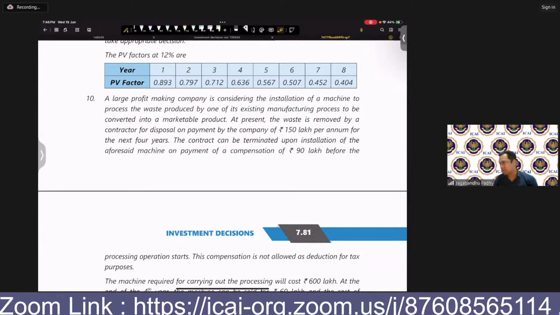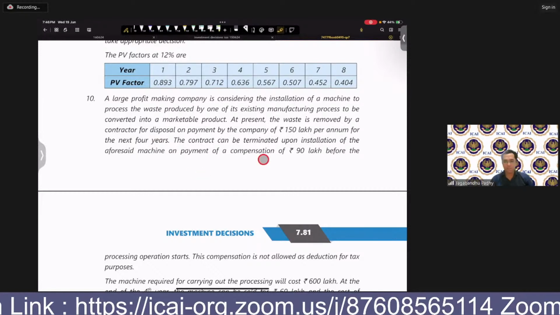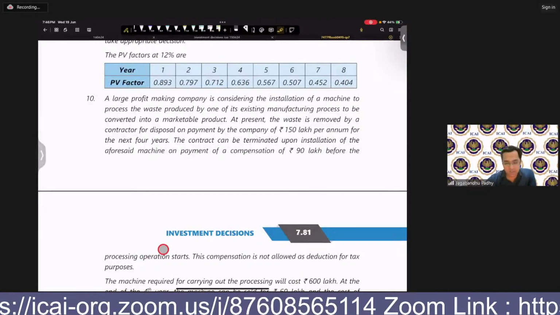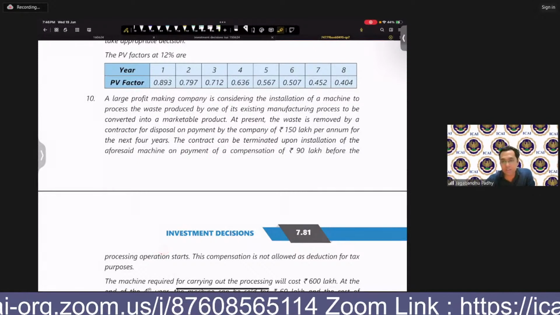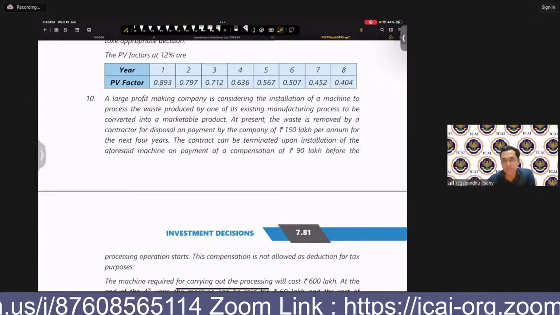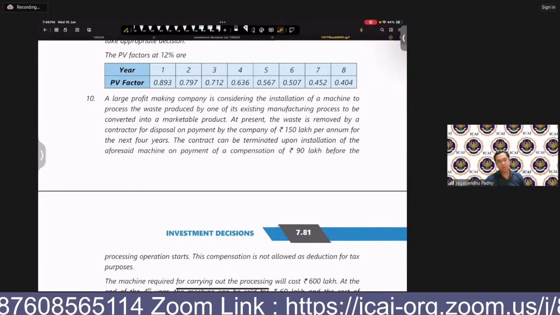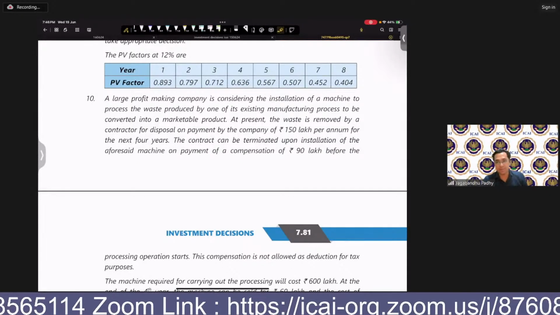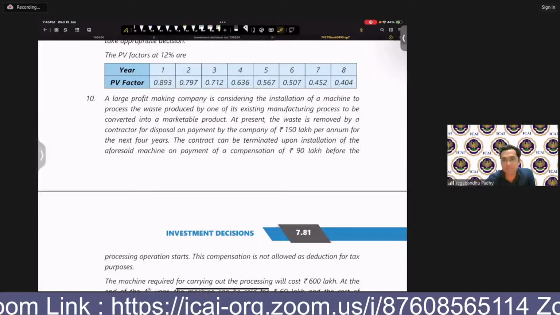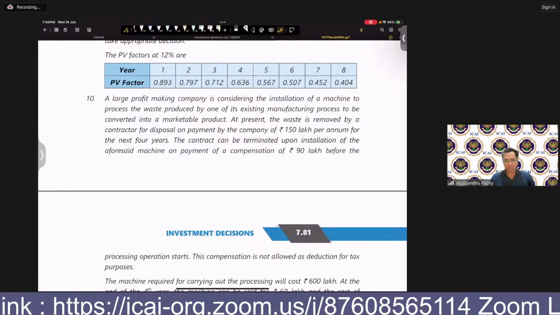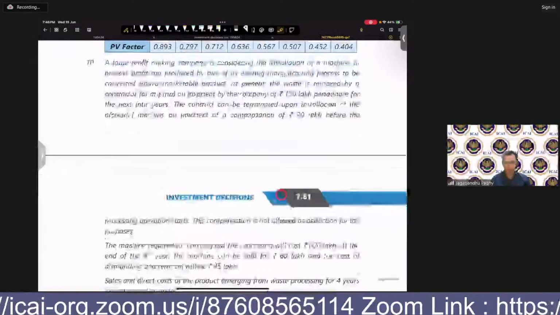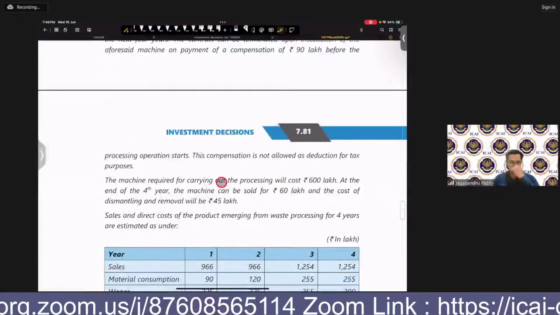And of course, to cancel the contract, I'll have to pay a compensation of 90 lakh before the processing starts. And one more thing they have stated is that this payment of 90 lakhs is not tax deductible. So of course, if that's not tax deductible, we cannot get the tax savings on that. This compensation is not allowed as a deduction for tax purposes.